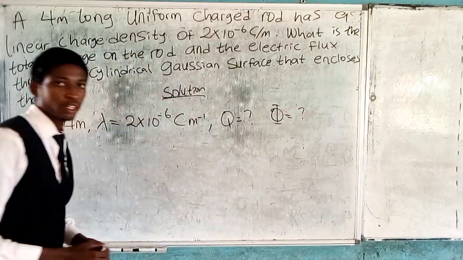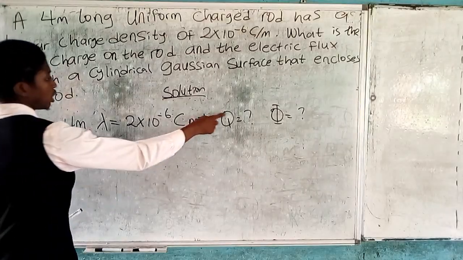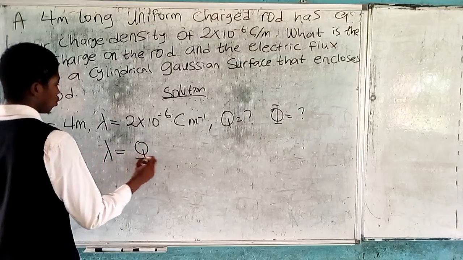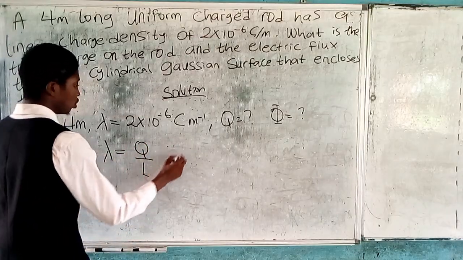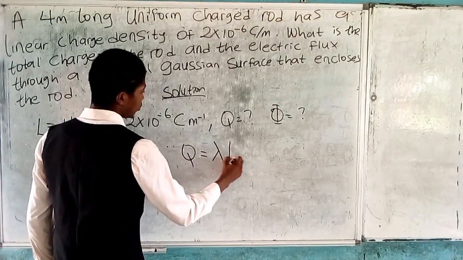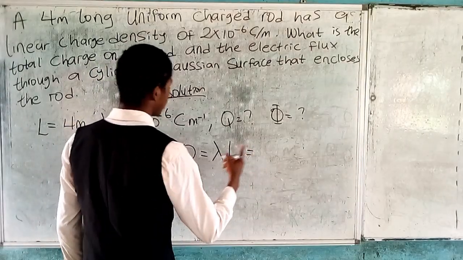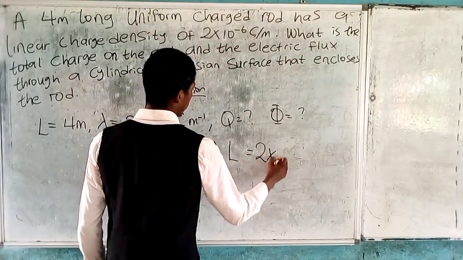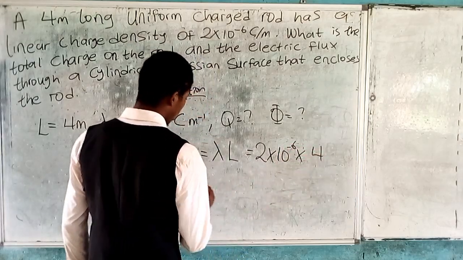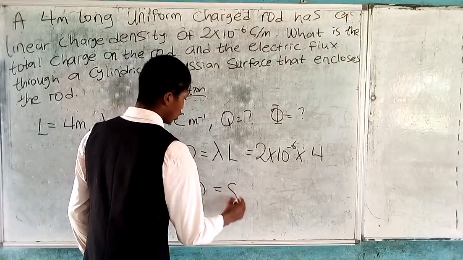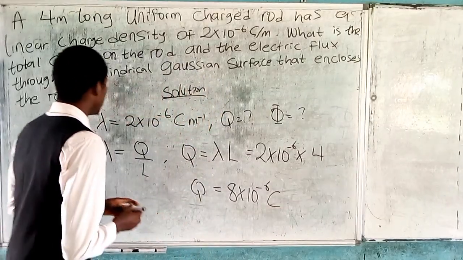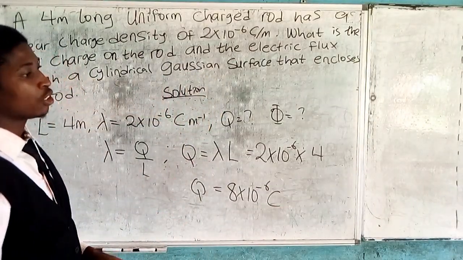Simple enough, right? So now for the total charge, we know that linear charge density lambda is total charge over the length. Therefore, making the charge the subject of the formula, the total charge will be equal to the linear charge density times the length. The linear charge density is 2 times 10 to the power of negative 6, and the length is 4 meter. Multiplying that, the charge is equal to 8 times 10 to the power of negative 6 coulomb. So this is the answer for this first question, making charge the subject of the formula.